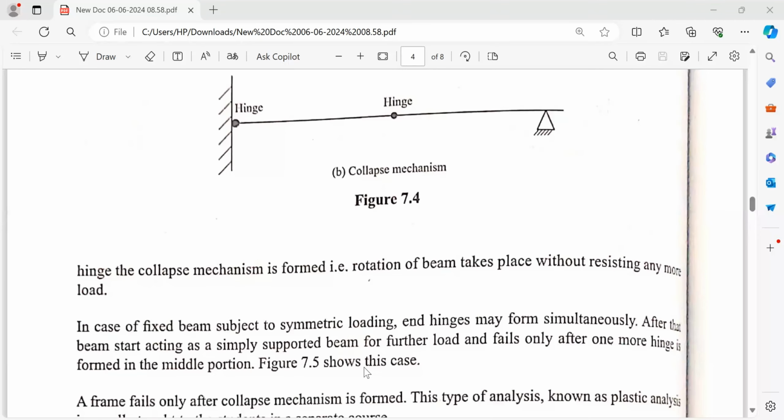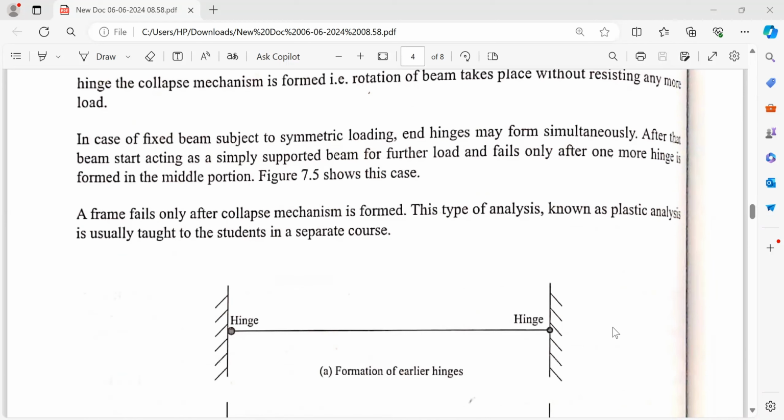Other things related to beams, frames, sway mechanisms, beam mechanism, combined mechanism, are not included in the syllabus. You are using only beams, so consider only the beam mechanism. After the determinate structure is formed, if one more hinge is formed, then plastic collapse of the structure will take place. That much only.